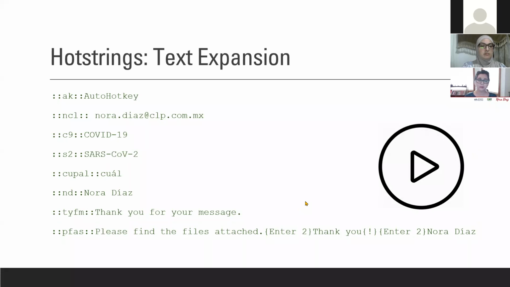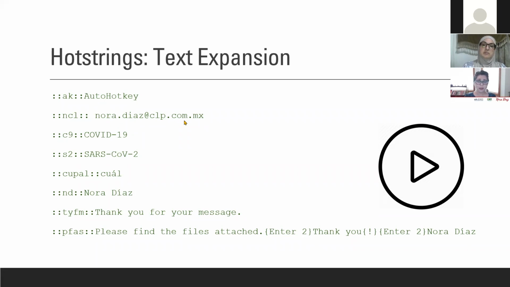Before I do that, I would like to explain something. This is the structure of the hot strings, and I will explain where you have to put them for them to work in a little while. But first, I want you to look at the syntax. You need a pair of colons, then the abbreviation, then another pair of colons, and then the expansion. This means that when I type AK followed by a punctuation sign, or a space, or the enter key, the word AutoHotkey will appear on my screen.